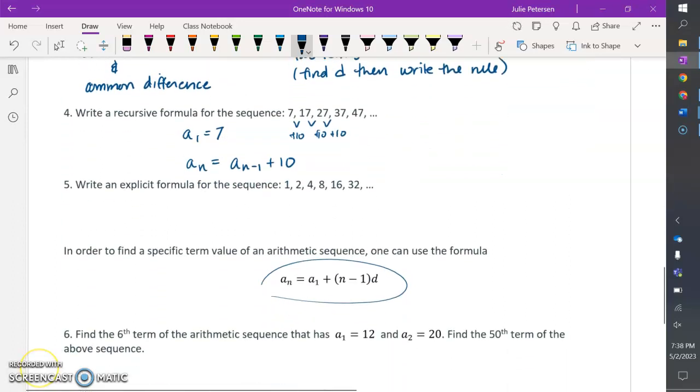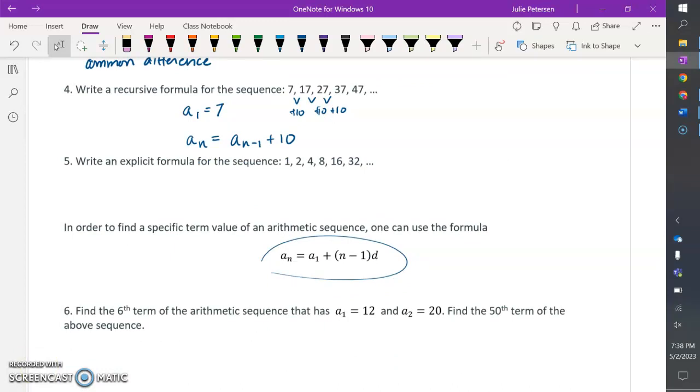All right, so that's recursive. Let's check out this explicit formula and this sequence. You might want to pause here and see if you can figure out the pattern that's going on here, and then come back and check on our work.